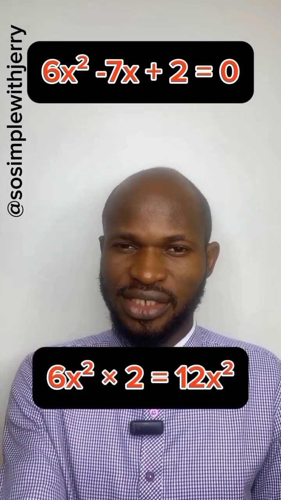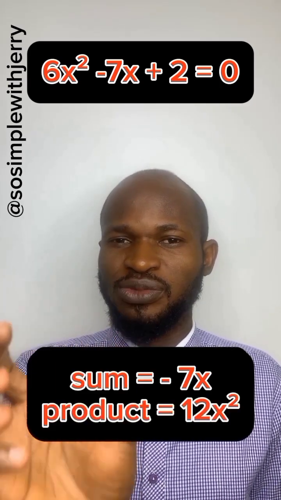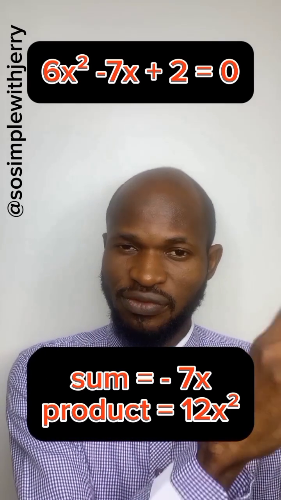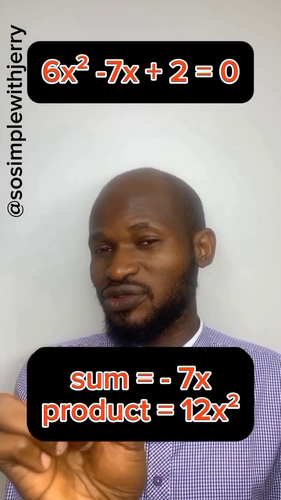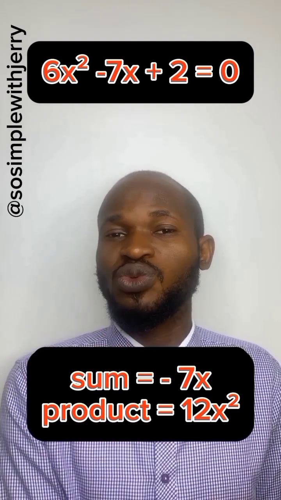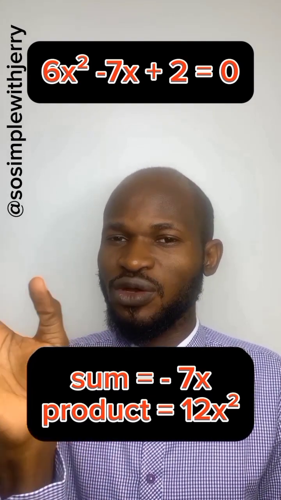Put that aside. Now take note of your minus 7x. Put that one also aside. So your sum of roots is going to give you your minus 7x, and your product of roots will have to give you your 12x squared. I repeat, your sum of roots will give you your minus 7x, while your product of roots will give you your 12x squared.